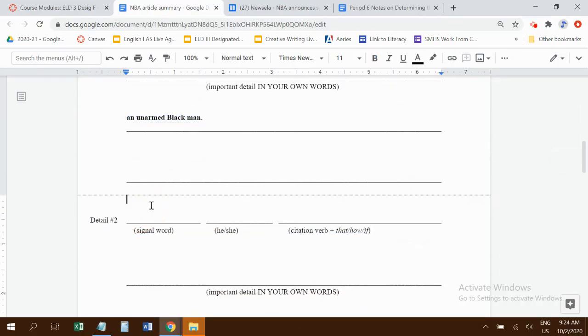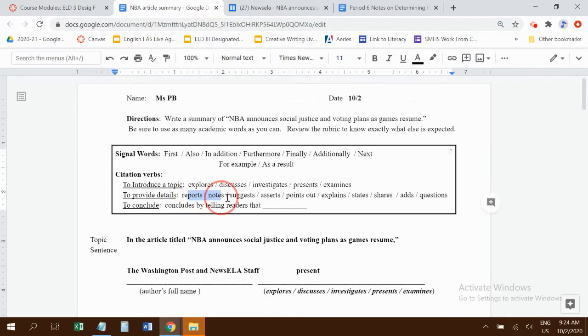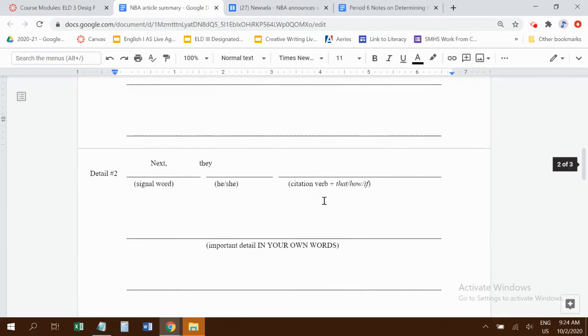Next, second detail. Well, since I already said the word next, I can use that. Next. Now, it's not he or she, it's multiple authors, so I'm going to write they. I need another citation verb. Let's see. To provide details. I like explains. I like this word. It gives me more detail about what is happening. Explains how.